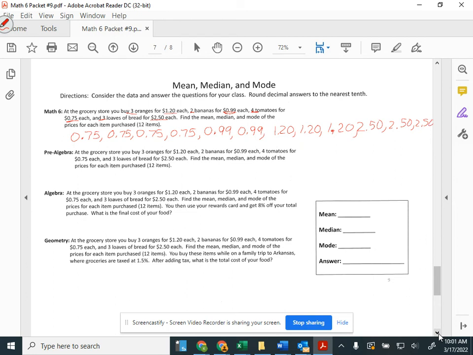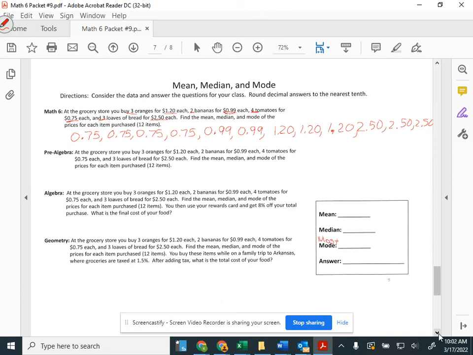Now I have my data points. I know how to work with these. I've done mean, median, and mode with a line of data. Mode. What does mode mean? Most. So which number do we see the most of?